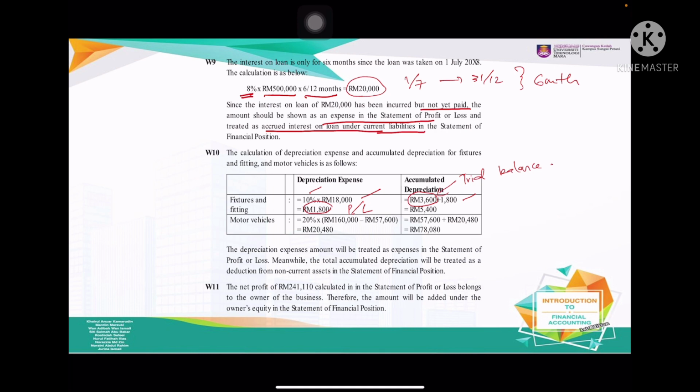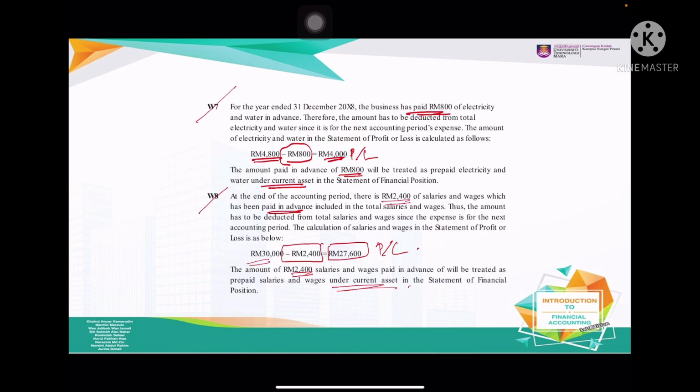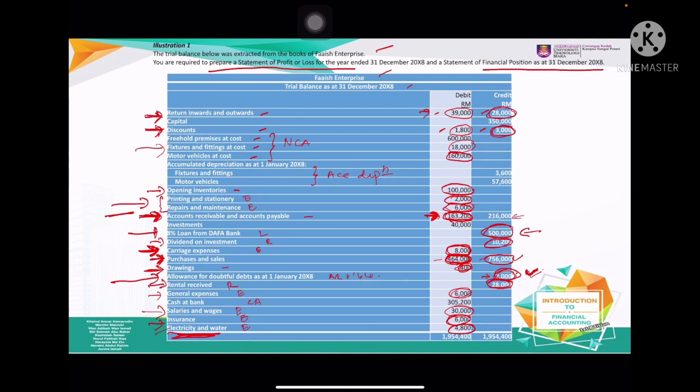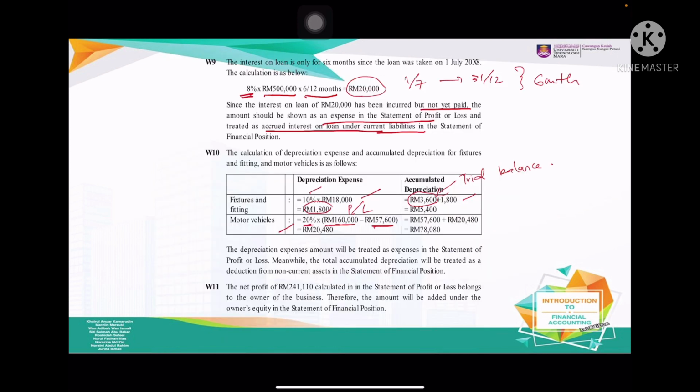Okay. And then motor vehicle, this is based on the carrying value. So 20%, we take our cost minus accumulated depreciation. Our cost of motor vehicle 160,000 over here minus our accumulated depreciation 57,600. 160 minus 57,600 times 20%, you get 2,480. So 2,480 is in the profit or loss, and then the total here 78,080 will be in your statement of financial position. And this one also same, the 1,800 will be in your profit or loss. This one will be in the statement of financial position.